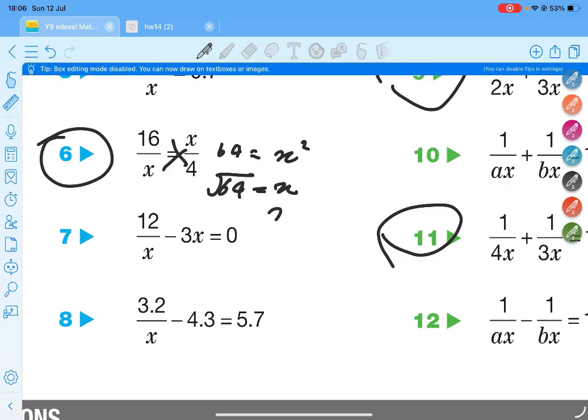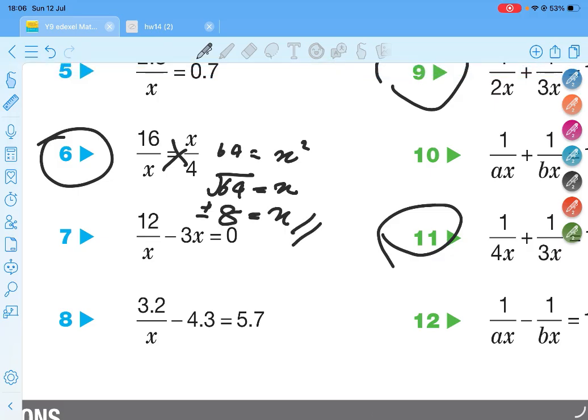Right, 64, x is equal to plus or minus 8. Both are correct answers. You can substitute minus 6, it doesn't matter. You can substitute positive x, it doesn't matter. Both are the answers. Some people cancel the x as soon as they see it. Now if it is an equal sign, be very careful.